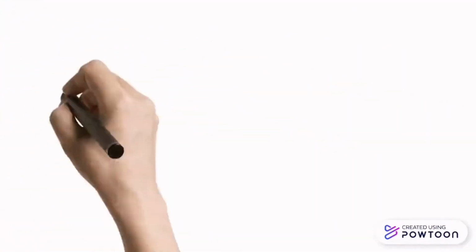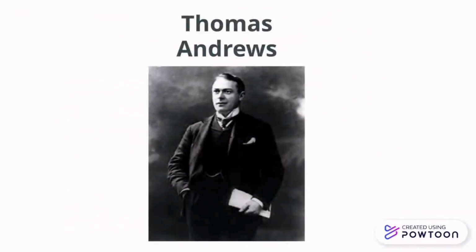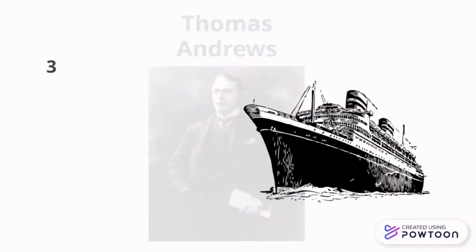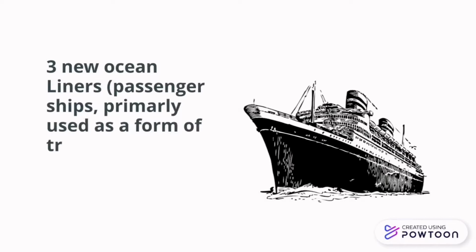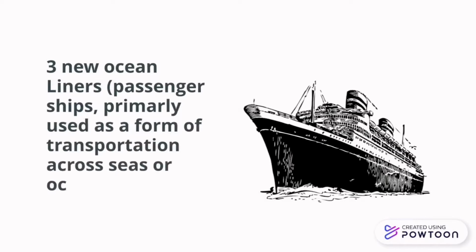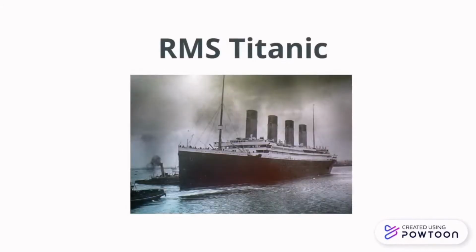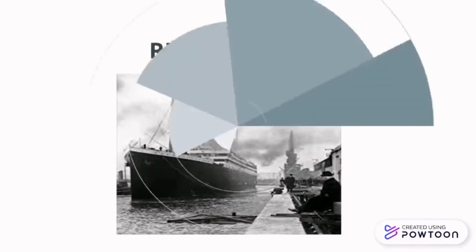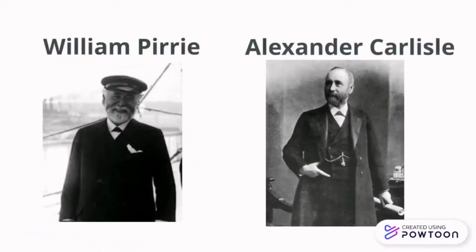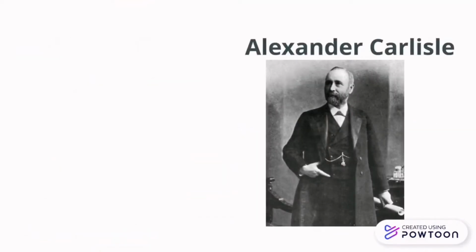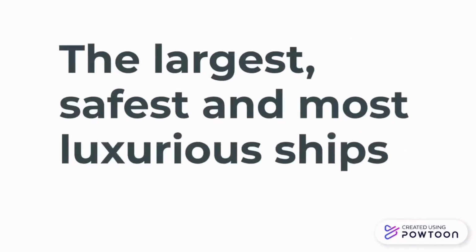The story began in 1907, when a man called Thomas Andrews began to oversee the plans for 3 new ocean liners, which are passenger ships, primarily used as a form of transportation across seas or oceans. They were the RMS Olympic, the RMS Titanic, and the RMS Britannic. All 3 ships were designed by William Peary and General Manager Alexander Carlisle, along with Andrews, to be the largest, safest, and most luxurious ships at sea.